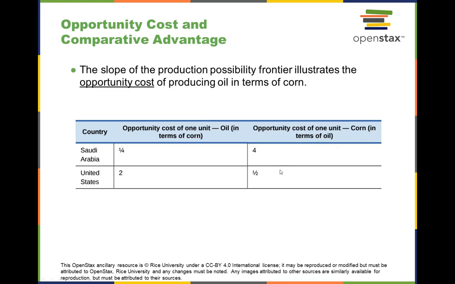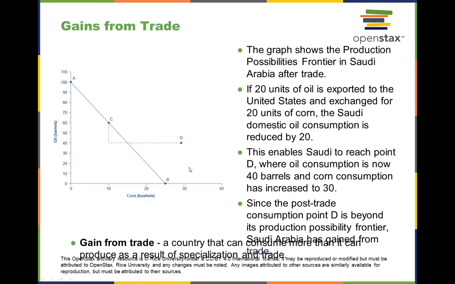So this is corn. They have a low cost of producing corn. This is oil. They have a low cost of producing oil. The graph shows the production possibilities frontier in Saudi Arabia after trade. So this is just for Saudi Arabia. This is the corn production, and this is the oil, 100 barrels, 25 at point C, 60 and 10.